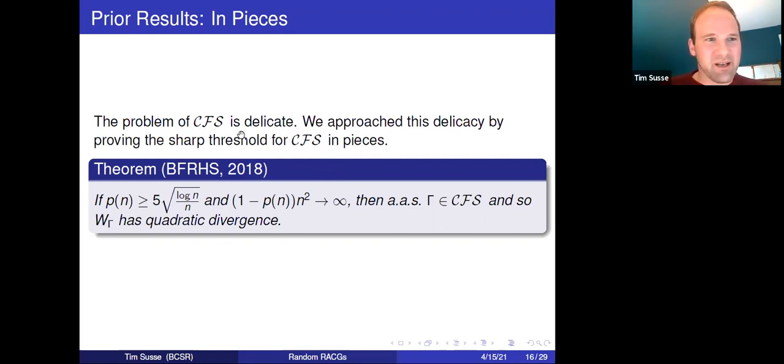And so we worked on this CFS threshold in pieces. The first results from 2018, with Jason, Victor, Mark, and myself, showed that if your density is at least 5 times the square root of log n over n, and this extra condition that your density is not too close to 1, then asymptotically almost surely your random graph will have CFS, and the right-angled Coxeter group will have quadratic divergence. So from 5 square root log n over n, going up almost all the way to 1, the graphs would have CFS.